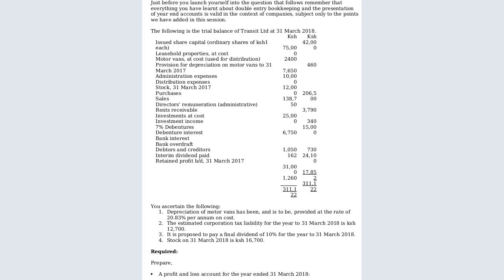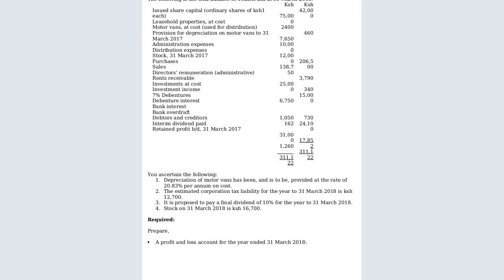7% debentures. Debentures are like a loan, and when you see 7%, it means the interest you are supposed to pay is 7% of the total amount of the debentures. Then we have the debenture interest that was paid that year. Then you have the bank interest, all those are expenses. Bank overdraft is a current liability. Debtors and creditors: the figure on the debit side is your debtors, the figure on the credit side is your creditors. Then interim dividend paid.